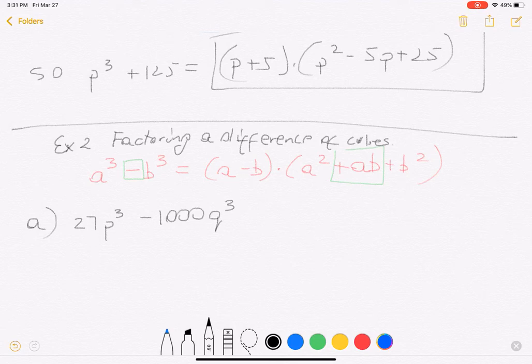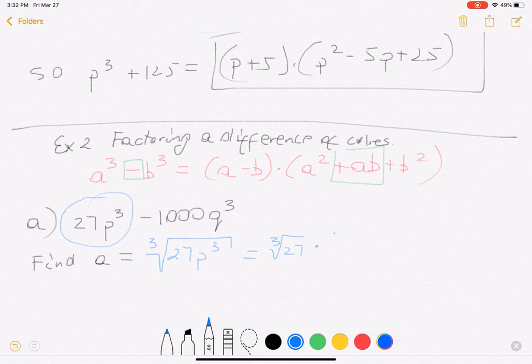Okay, so find a from the formula. So to find a, you take your first expression, which is 27p to the third power, and don't forget to take the cube root. So this is the same as cube root of 27 times cube root of p to the third power. So cube root of 27 is 3, because 3 times 3 is 9, 9 times 3 will give you 27. And cube root of p to the third power, index and exponent undo each other, so you end up with p.